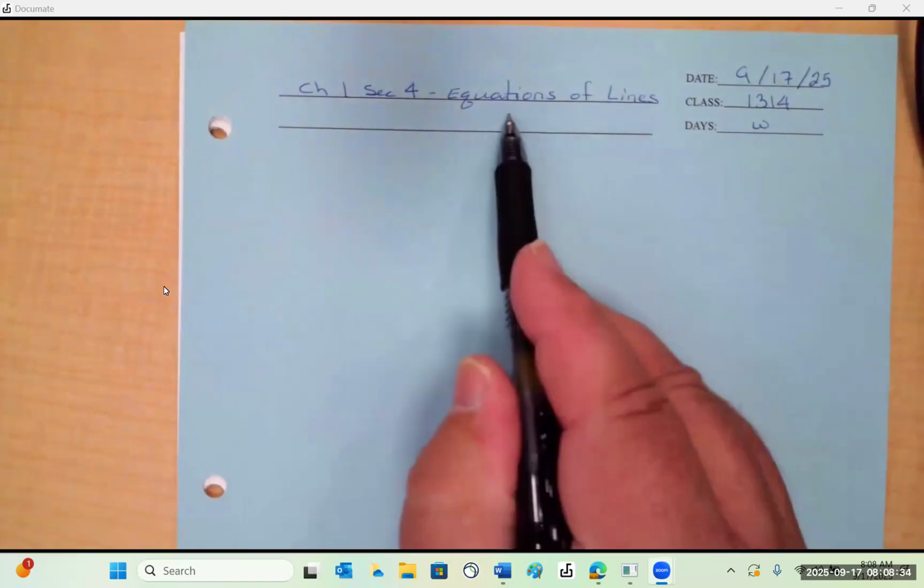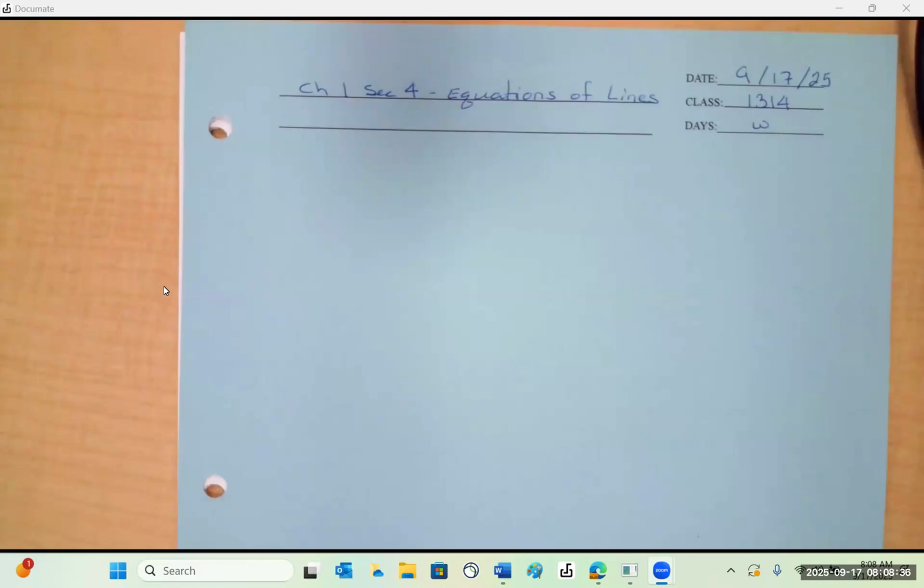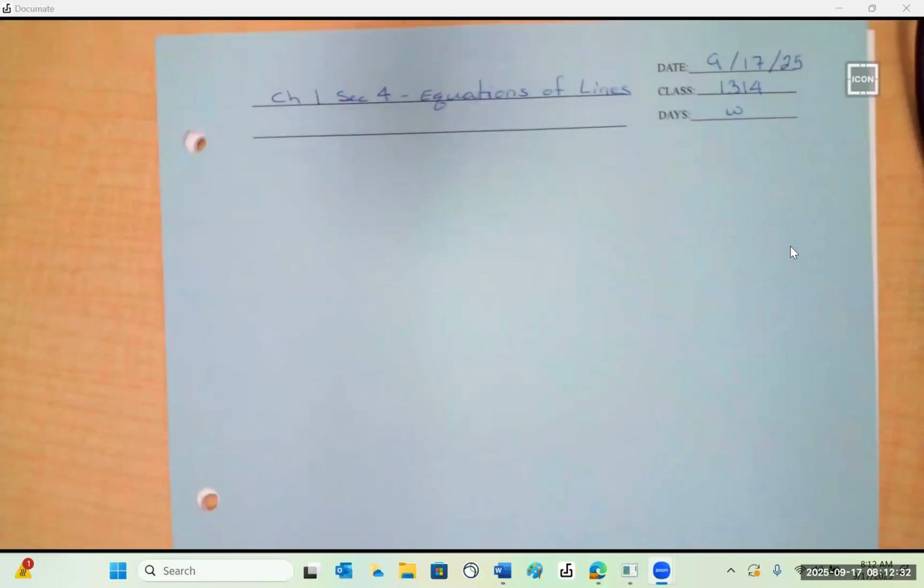When we say equation of a line, what are we talking about? Oh, actually, no, before we get started here, I want to give you guys a brain teaser.